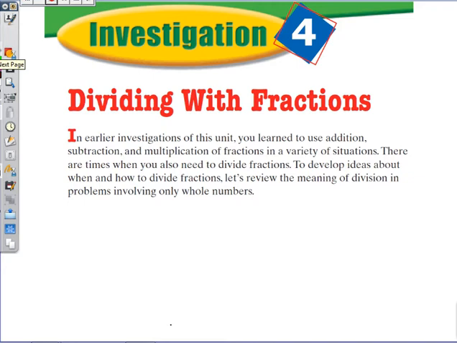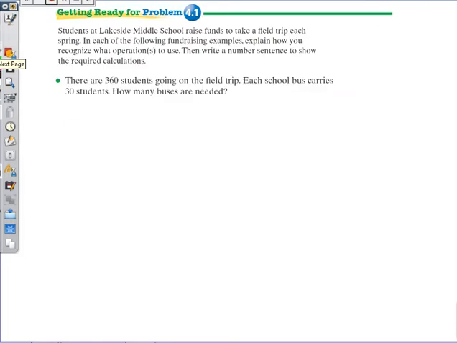Alright, so we've already added and we've subtracted and we've multiplied fractions. What's left? Divide them. So let's get busy. Before we even step into dividing fractions, let's just go back and look at what does division actually mean. What are you actually doing when you're dividing? So we're going to give you an easy problem to think about. This one right here.